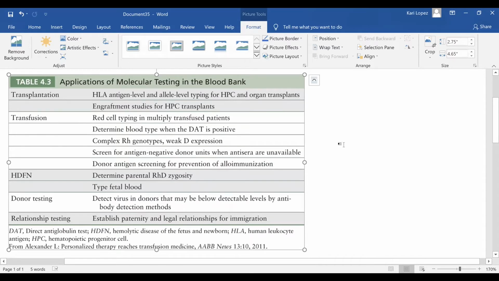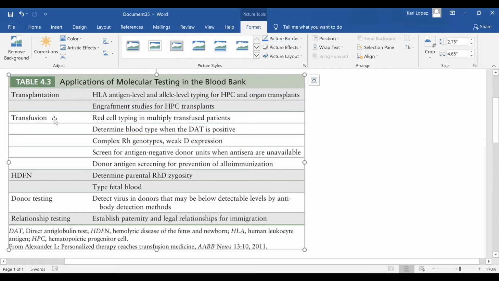Okay, so your applications for molecular testing in blood bank: transplant, HLA antigen level and allele level typing for HPC and organ transplants. I know we've talked before just a little bit about how your blood needs to have certain matches, and then organs have to have your HLA more specific, next level matching. It can't just be the same blood type. So HLA antigen level and allele level typing for HPC and organ transplants, and in fragment studies for HPC transplants.